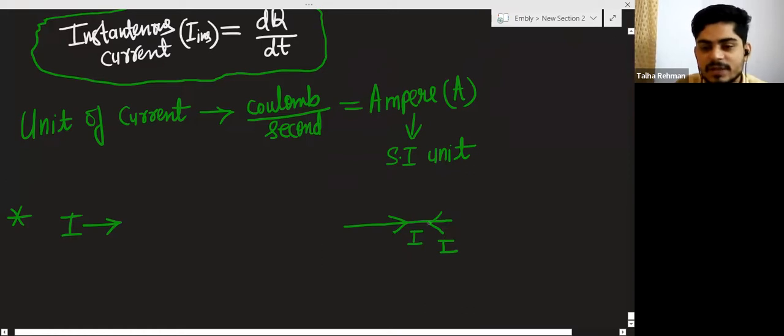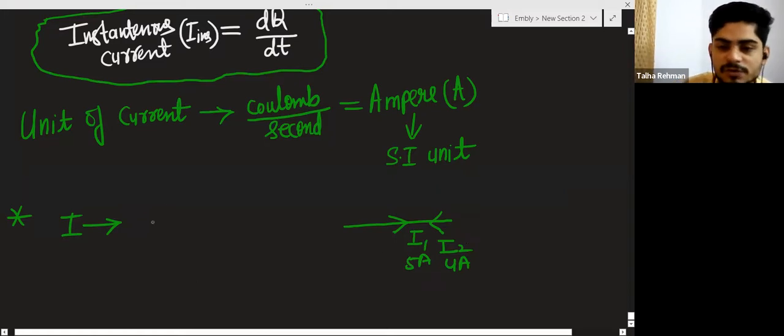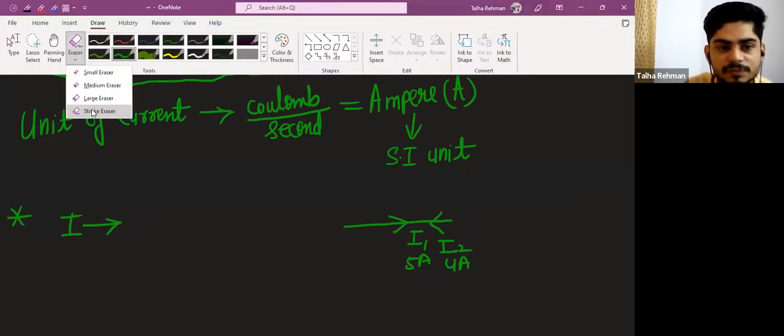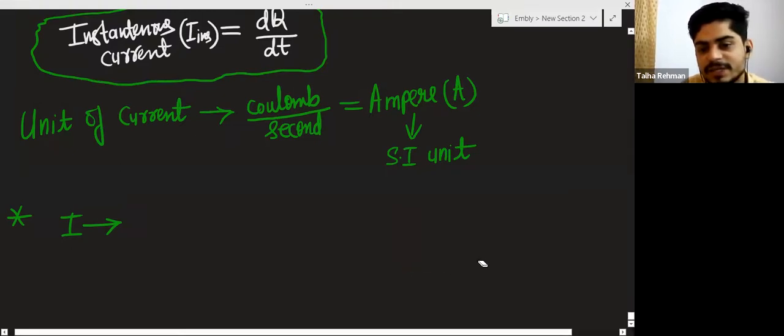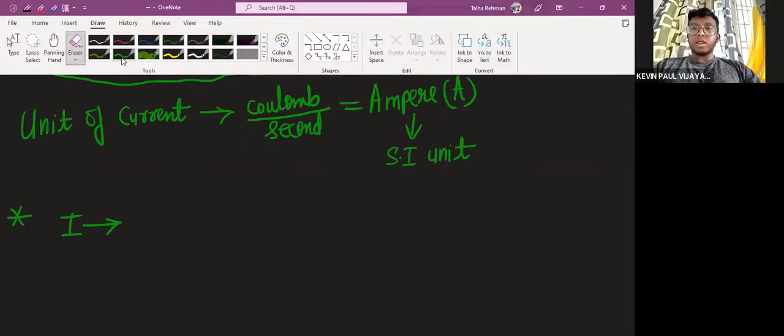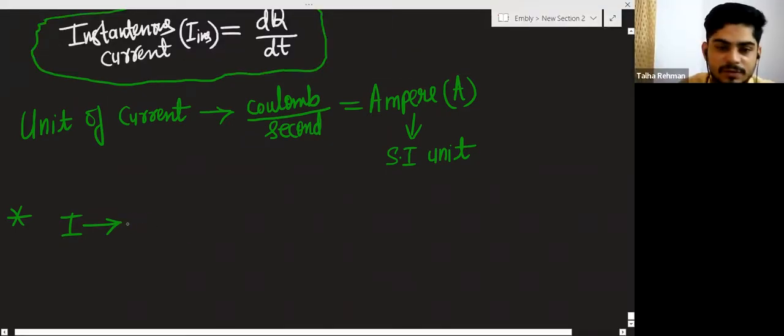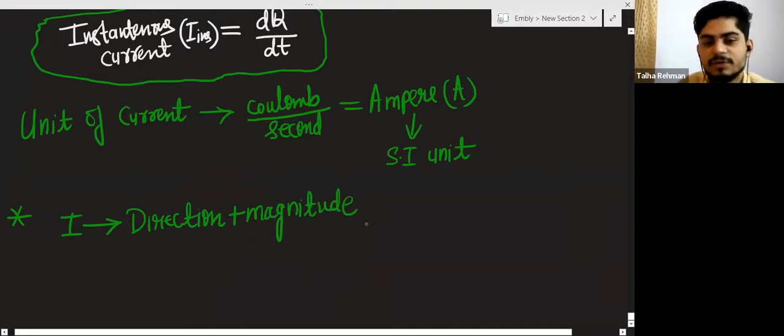Also, I can say a 5 ampere current is flowing, a 4 ampere current is flowing. So current has magnitude also. Those quantities which have direction as well as magnitude are vectors. So is current a vector quantity? Current has direction plus magnitude, but it is not a vector quantity, and not a scalar quantity either.